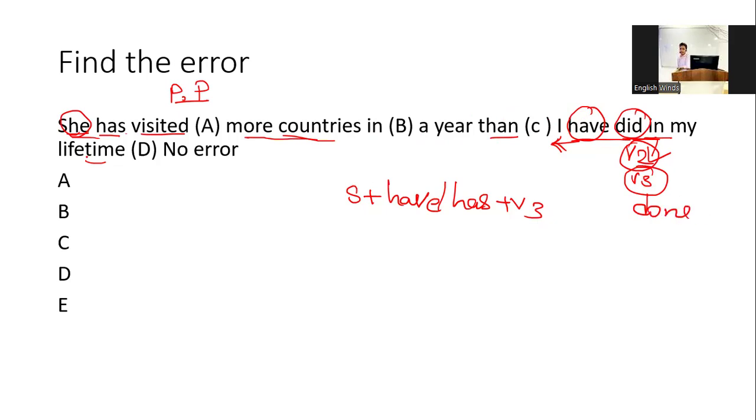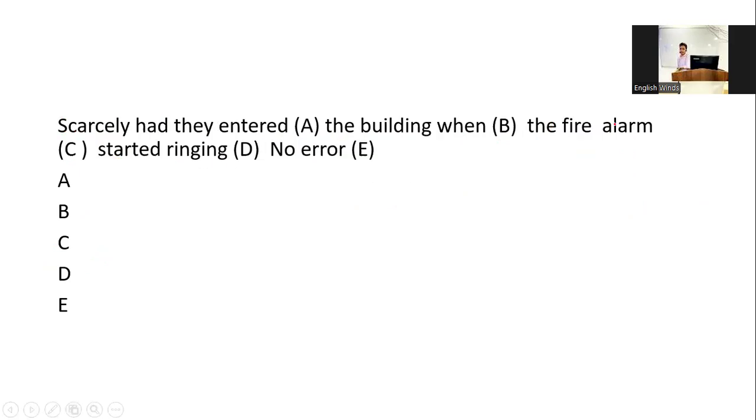So what is the error? The error is in part D. Okay, this is E, right? So the error is in part D. Even if it had been written as "I have", that would be correct. But it's written "I have did". That's the error. Okay. Now let's go to the next question.